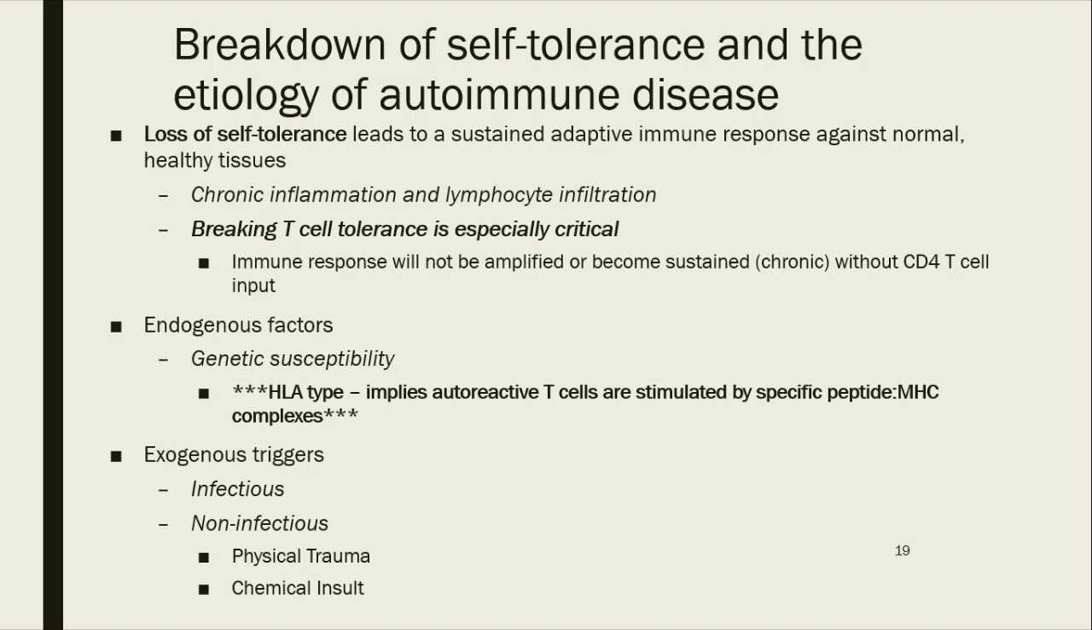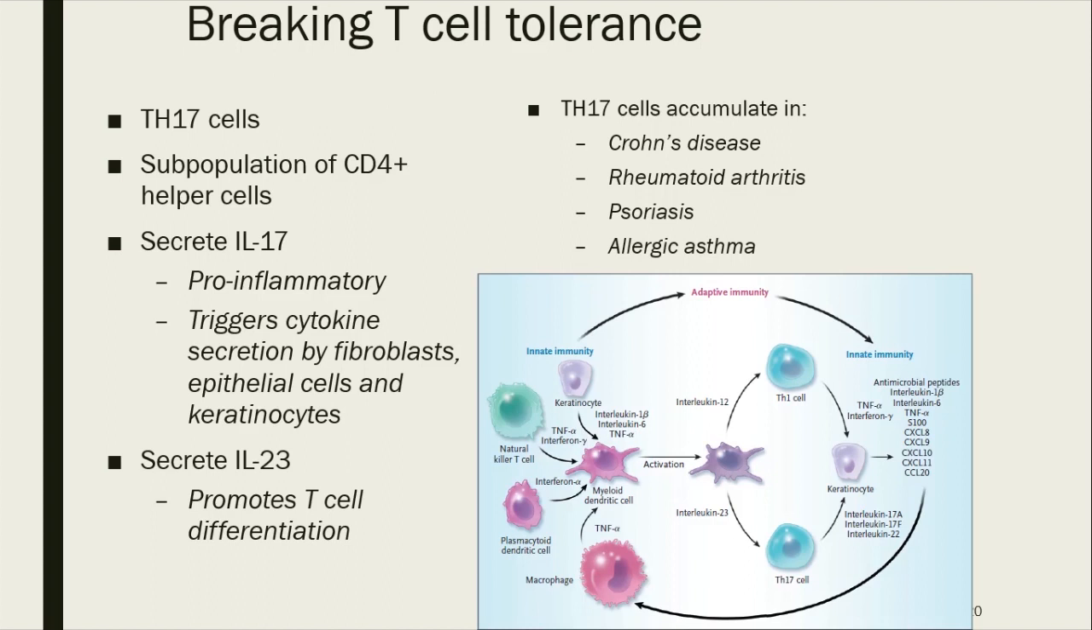Now, there are also endogenous factors that can lead to autoimmune diseases, such as genetic susceptibility, which we're going to talk about in a few examples, and also exogenous triggers such as infections and non-infections in nature. The special CD4 T cell that we are talking about here is the Th17 cell, right? These Th17 cells accumulate in affected tissues in some autoimmune diseases. Commonly we see this in Crohn's disease, rheumatoid arthritis, psoriasis, and allergic asthma.